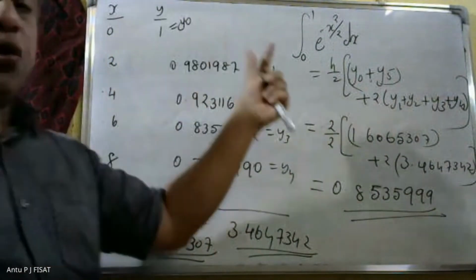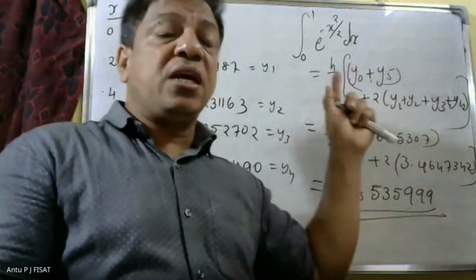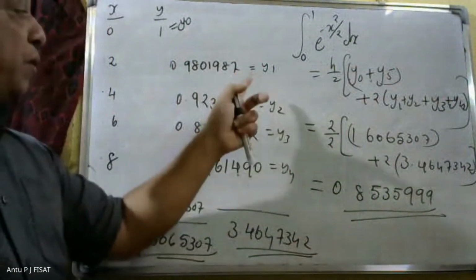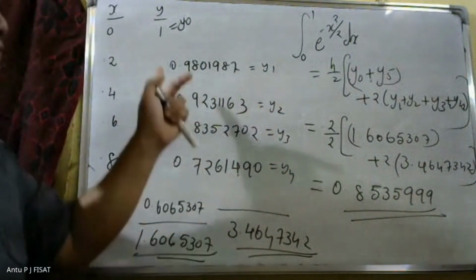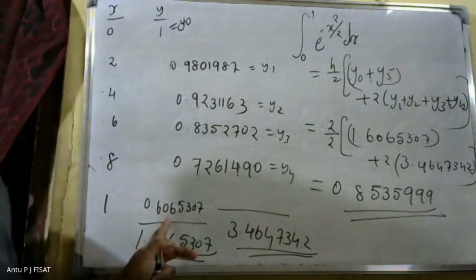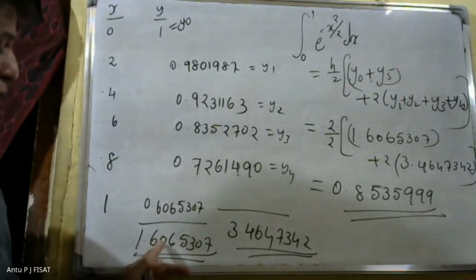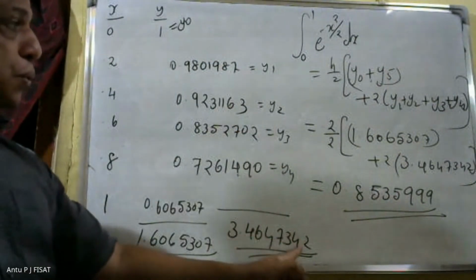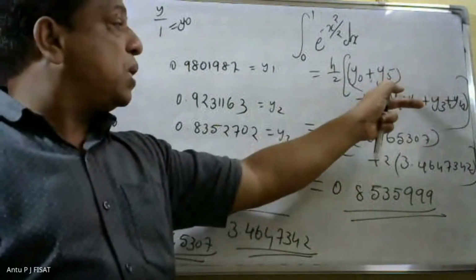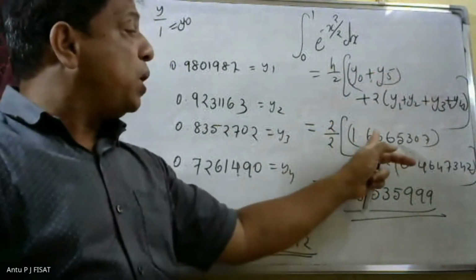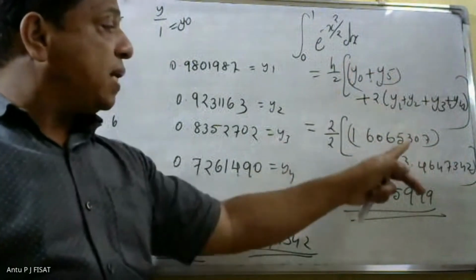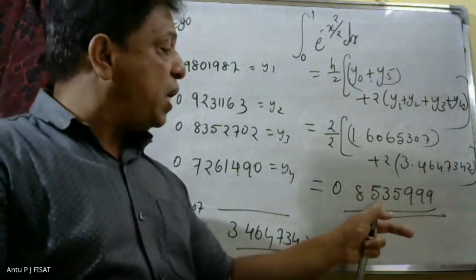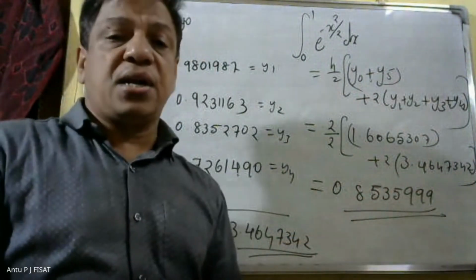When we put x is equal to 0 in the function, we get the value 1. Similarly, we get the other values y0, y1, y2, y3, y4, y5. First we add y0 plus y5, which is the first sum, 1.6065307. The remaining terms sum to 3.4647342. Then substituting in the formula, first term plus last term 1.6065307, the remaining terms 3.4647342, we get the answer 0.8535999. This is the required answer.